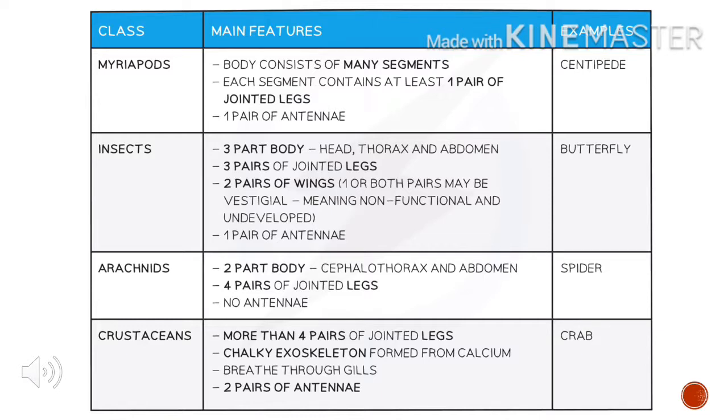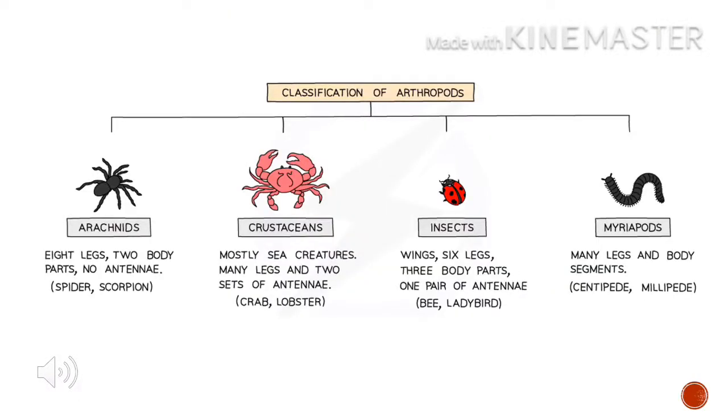And lastly, we have class Crustaceans. More than 4 pairs of jointed legs. Chalky exoskeleton formed from calcium, breathe through gills, and have 2 pairs of antennae. Examples: crab. This diagram shows you the 4 major classes under arthropods, namely the arachnids, crustaceans, insects, and myriapods.